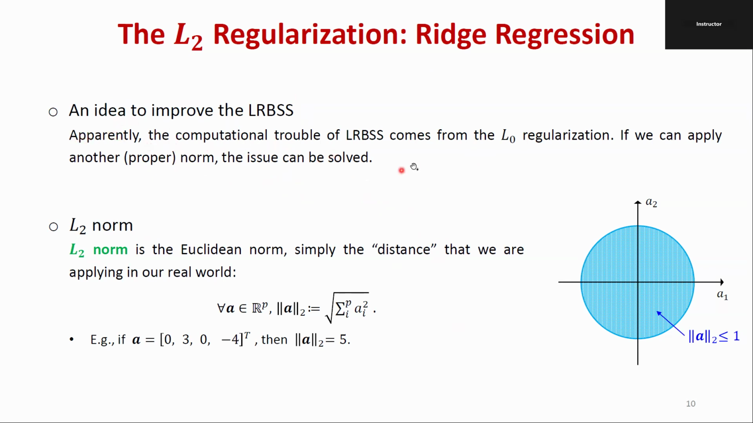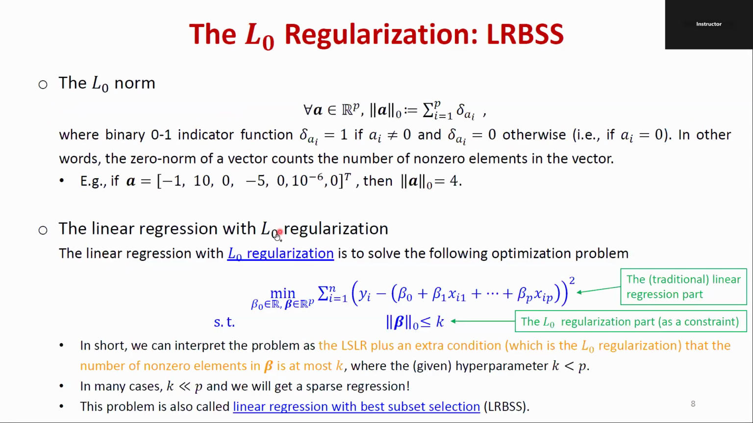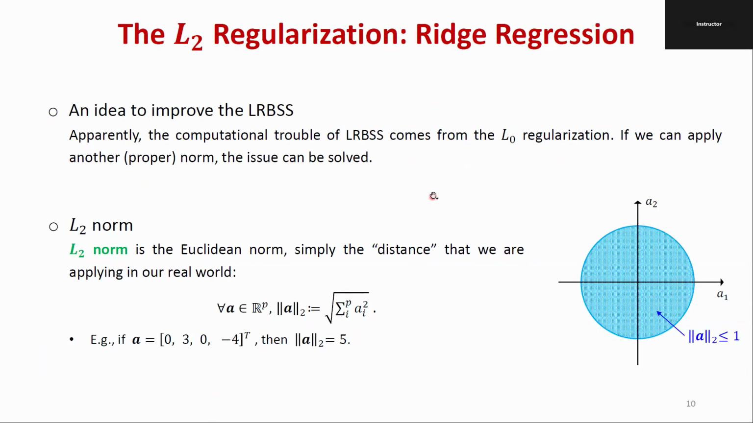Clearly, the computational trouble of the L0 regularization comes from the fact that you need to count how many zeros, no, sorry, how many non-zeros. This is actually very difficult. However, if we can apply another norm, the issue can be easily solved. For example, here we use the 2 norm.